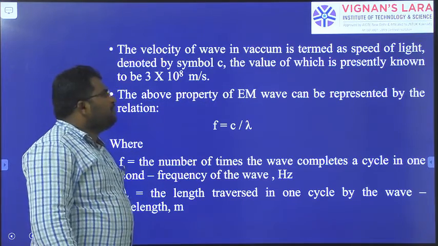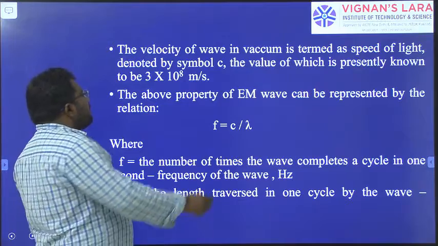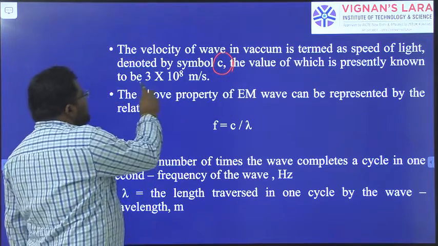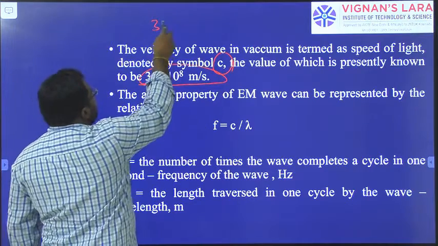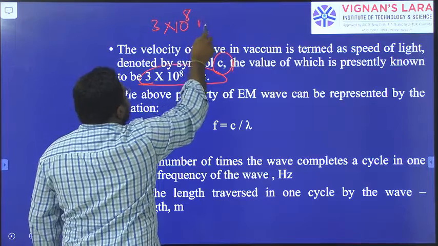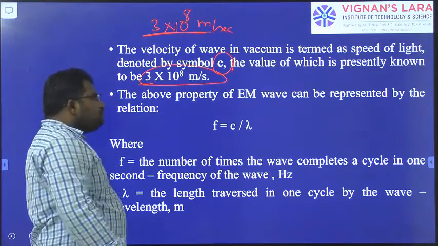The velocity of a wave in vacuum is termed the speed of light. It is denoted by the symbol small c or capital C, the value of which is presently known as 3 into 10 power 8. The value of the speed of light is 3 into 10 power 8 meters per second. That means per second it travels this many meters.